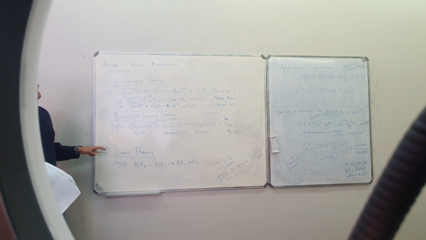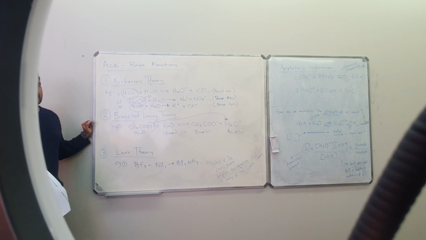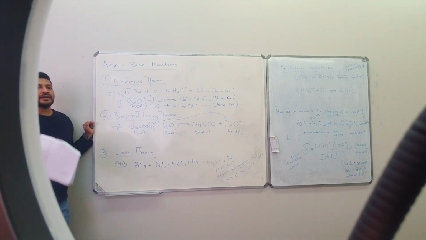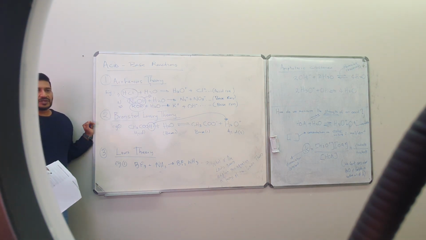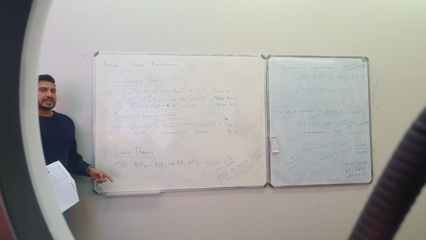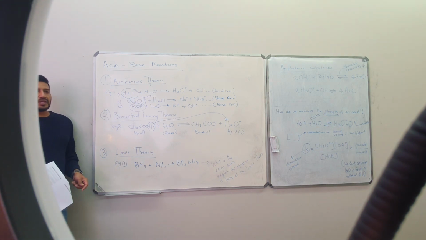Okay, now let's go to the next one, the Lewis theory. Carry on. Lewis: an acid is a substance which can accept a pair of electrons. An acid is a substance that can accept a pair of electrons, right? And the next, carry on. And a base can donate a pair of electrons.